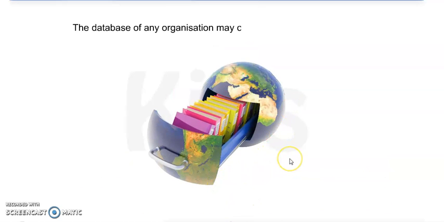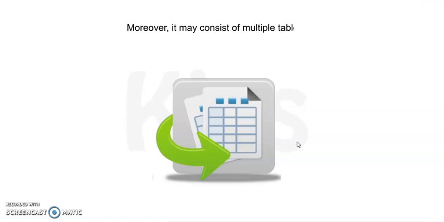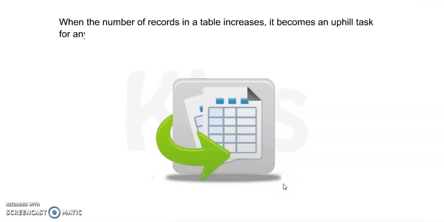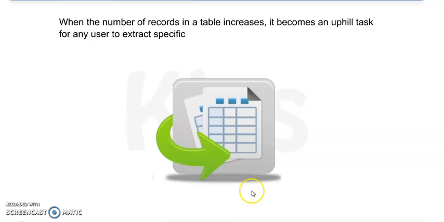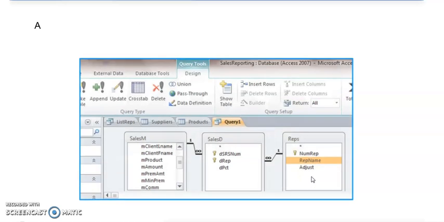The database of any organization may contain a huge amount of data. Moreover, it may consist of multiple tables. In one database there can be multiple tables. When the number of records in a table increases, it becomes an uphill task for any user to extract specific records from that table. Access provides us a solution for this problem through queries.